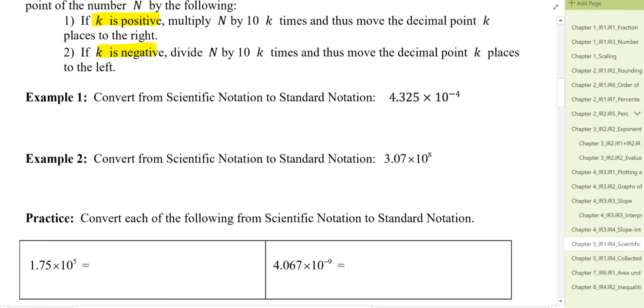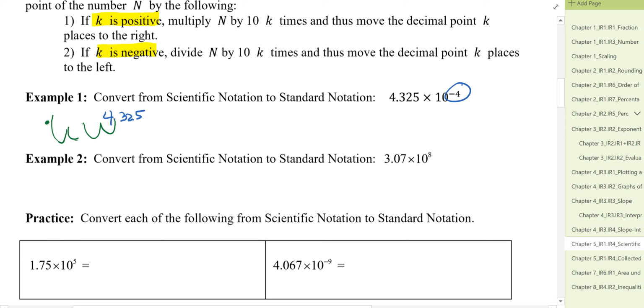Example 1, I'm going to convert 4.325 times 10 to the negative 4 to standard form. First, let me write it down. I know that the exponent is negative 4, meaning it's going to be a small number. So 4.325, and I'm going to move to the left. Negative tells me divide by 10 to the k, or move left 4 times. So I move left 1, 2, 3, 4.